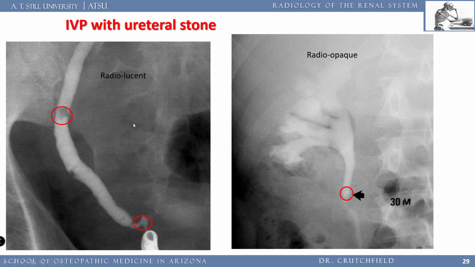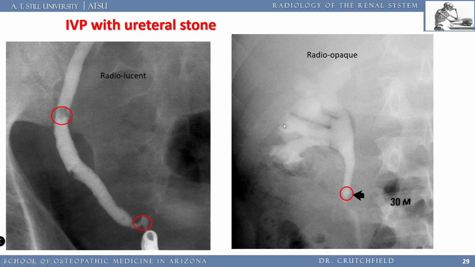So here's what a stone would look like on an IVP. Intravenous pyelogram, we give them the contrast, and it shows up as a filling defect. Right there, maybe right there. And this right here looks like either a stricture or peristalsis of the ureter. Cannot be sure. Over here on the right, we see a total blockage. Well, almost total blockage because you can see a little bit of contrast here, but almost a total blockage of contrast. So there's something blocking this, and this patient has hydronephrosis.